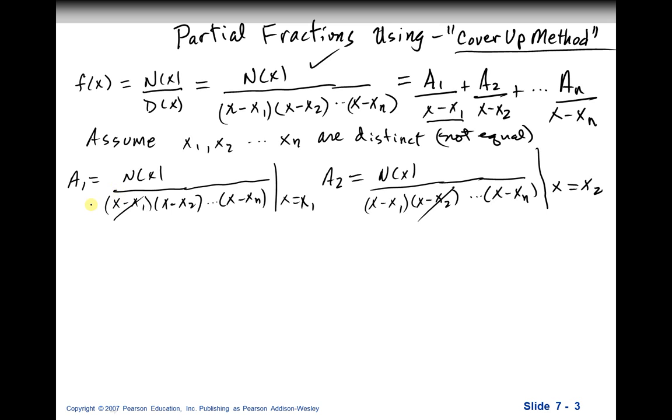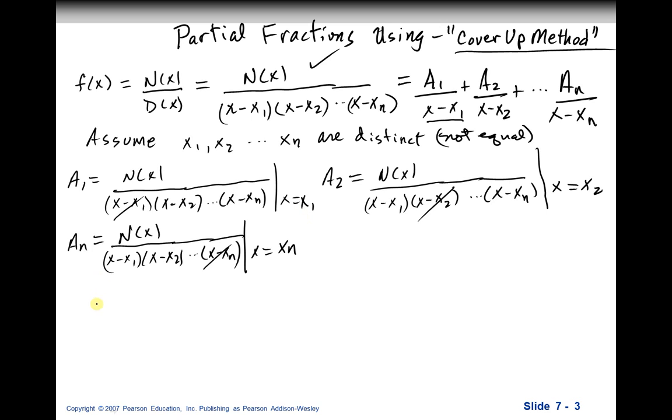And in general, if you have n distinct factors, a sub n, of course, would be equal to n of x divided by x minus x1, x minus x2, and cover up the x minus x sub n, and evaluate it at x equal x sub n.